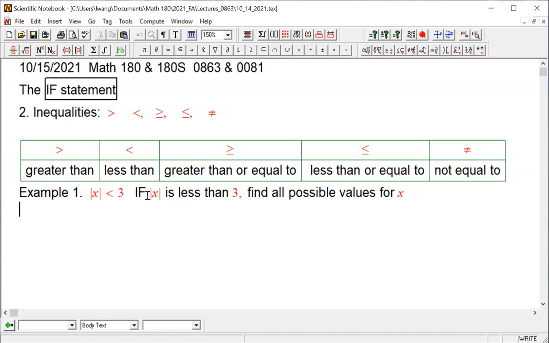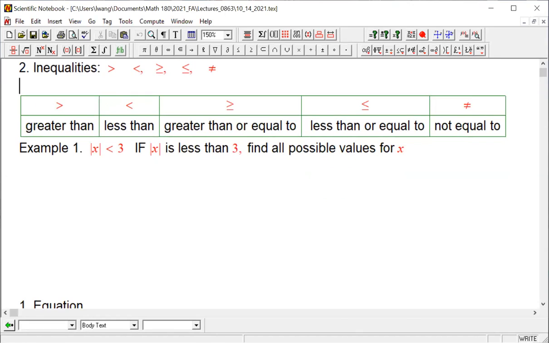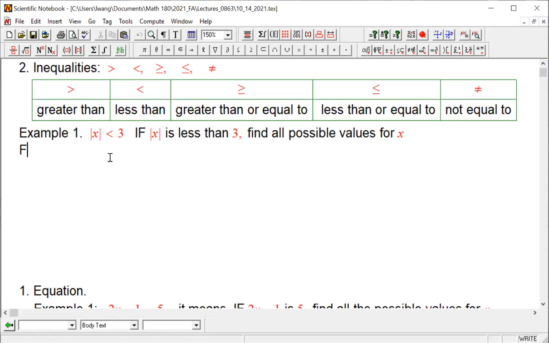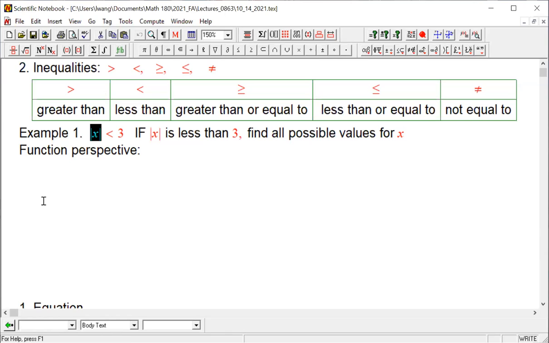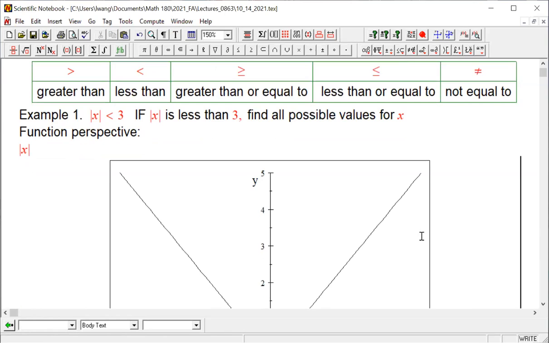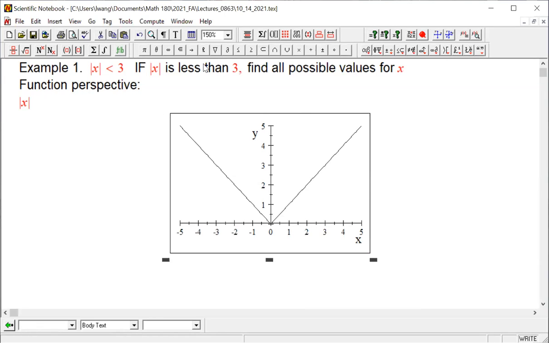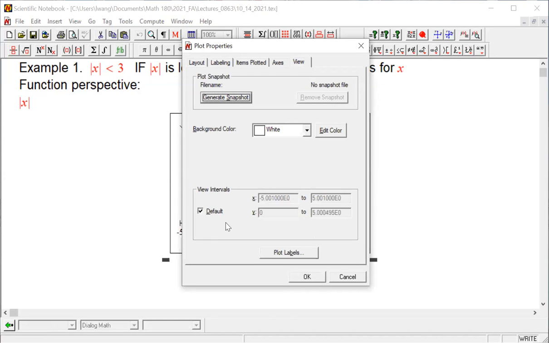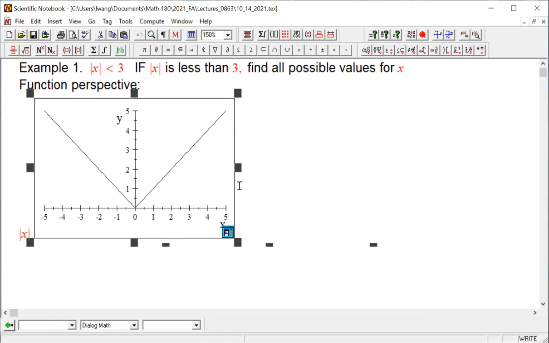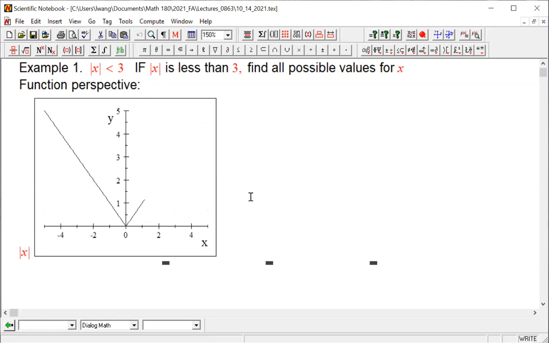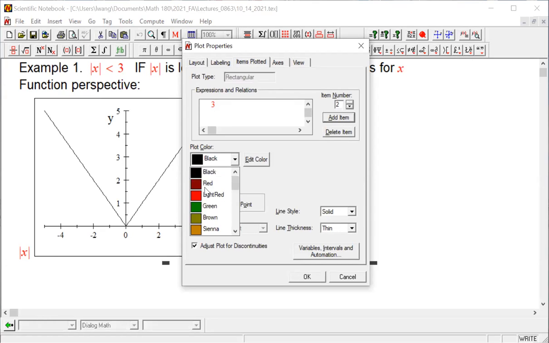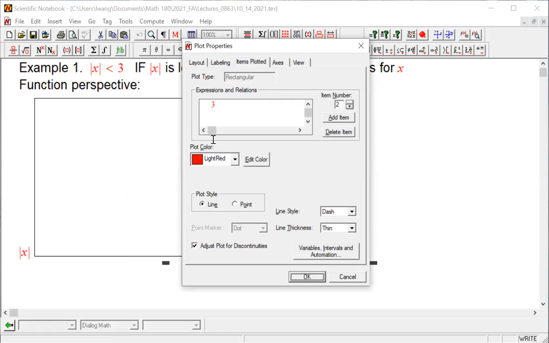Okay, as I promised you, we're going to look at the function perspective. The visual. What is the function perspective? Well, we have the visual. We did a graph, right? Less than 3. It cannot be 3, but less than 3. So what does it mean? Less than 3. So this time I draw a broken line.